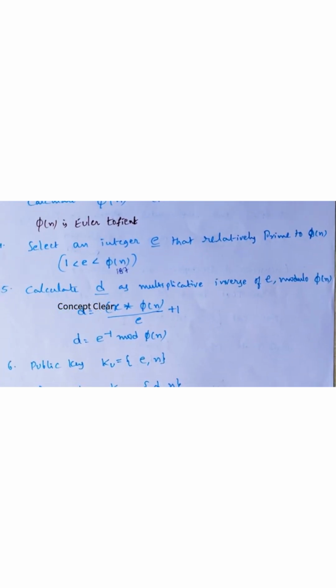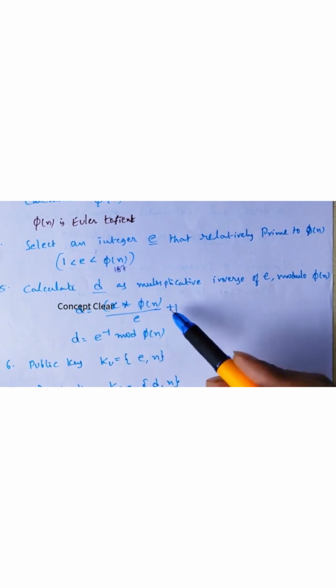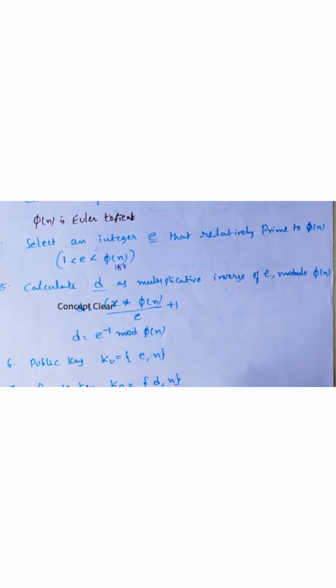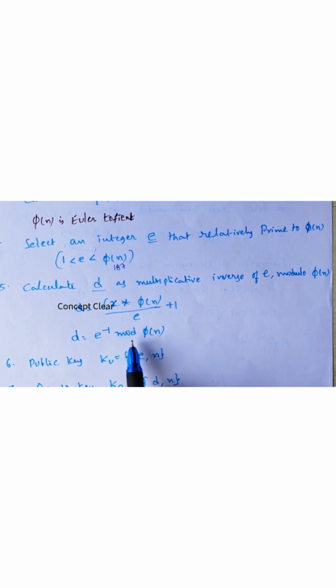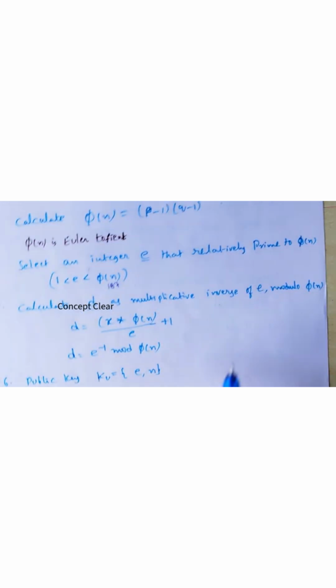Okay, next step is to calculate D as the multiplicative inverse of E modulo phi of N. So what is the formula here? D is (x into phi of N + 1) by E. We can also write it like this: D is E inverse modulo phi of N. Okay, and what is the public key? The next step is to develop the keys. Public key KU equals {E, N} and private key KR equals {D, N}.